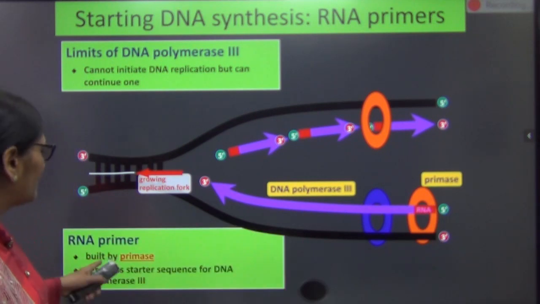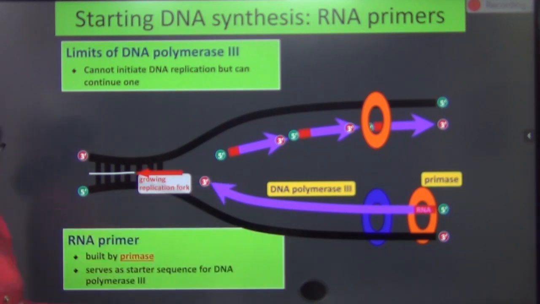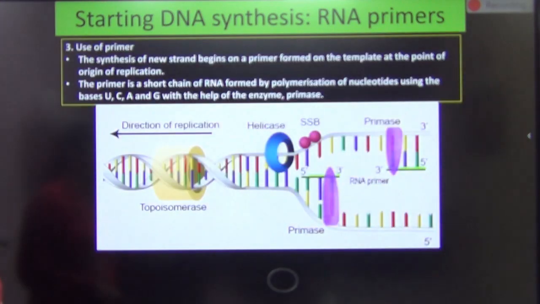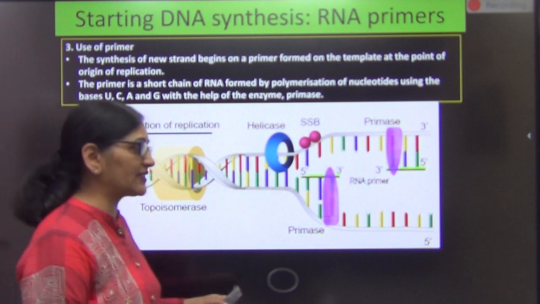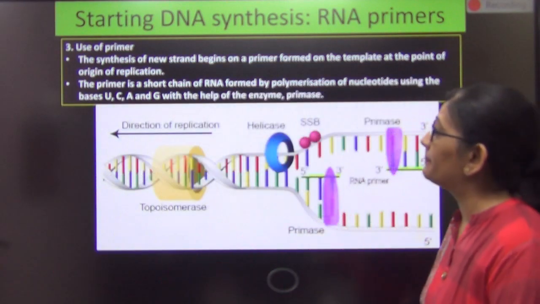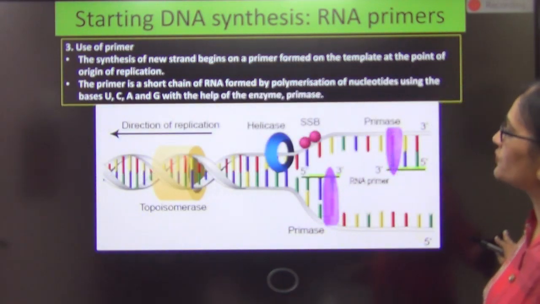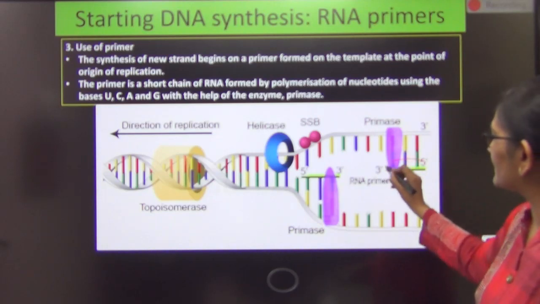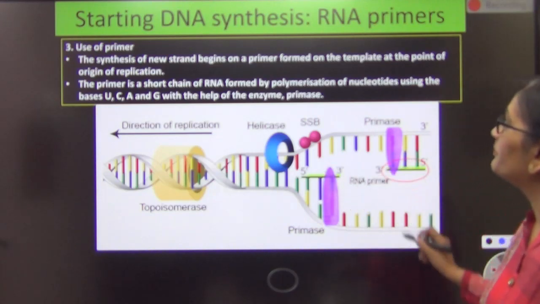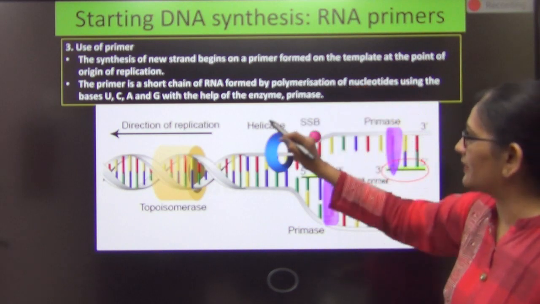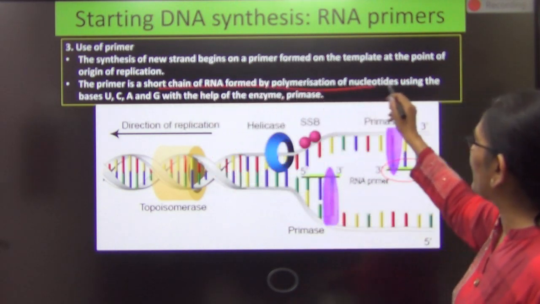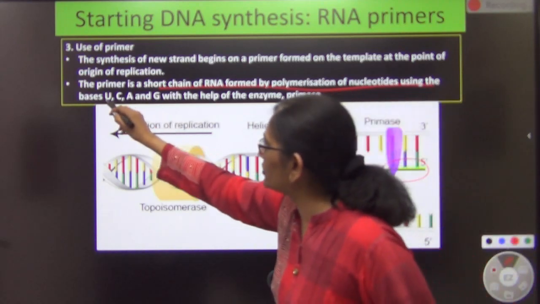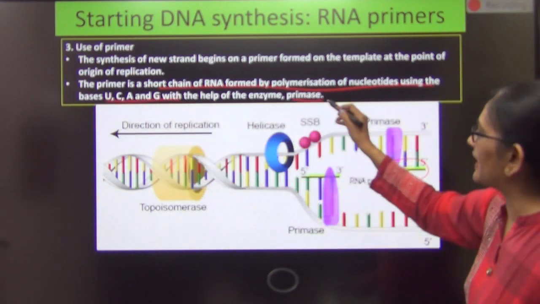So let us see. First we have a primer. You can see that this primer is built up by an enzyme. This serves as a starter for DNA polymerase 3. So you can see this. The use of primer is given here once again in the notes. The synthesis of the new strand begins on this molecule, you can see over here. This is called the primer. A primer is a short chain of RNA formed by polymerization of nucleotides U, C, A, G with the help of the enzyme primase.